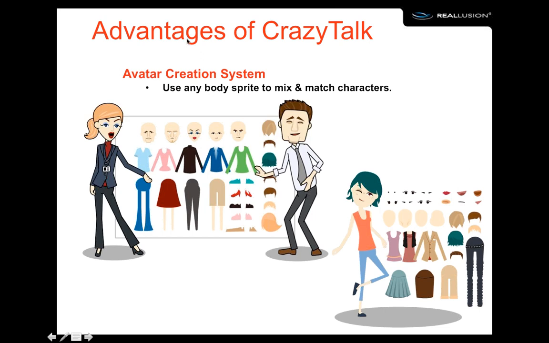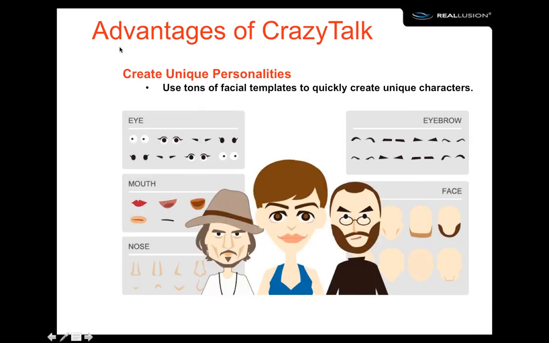Another big advantage with CrazyTalk is that we have the avatar creation system. So this basically is a little virtual library that allows you to mix and match different body parts for avatars. So imagine that you're playing with paper dolls. You can change the upper part, the lower part. Then, just like Mr. Potato Head, you can exchange the eyes, the eyebrows, the nose, the shape of the face, and the mouth. And you can play around with this until you customize your own character.